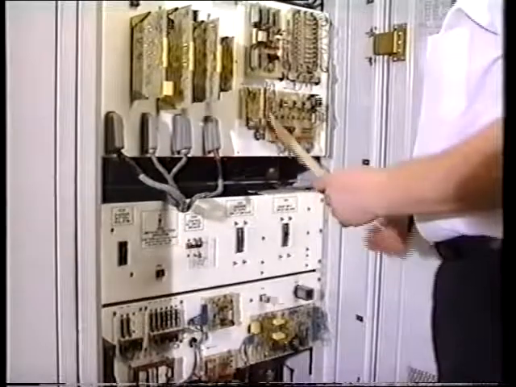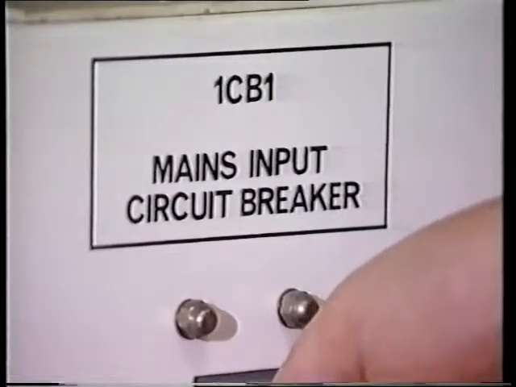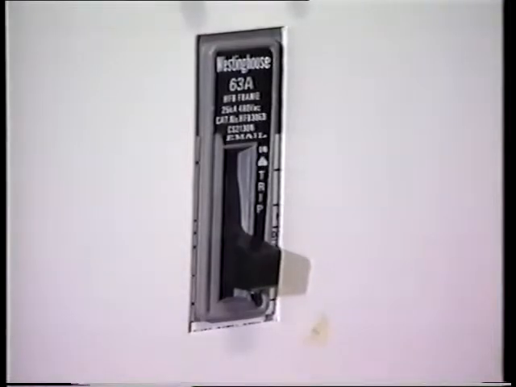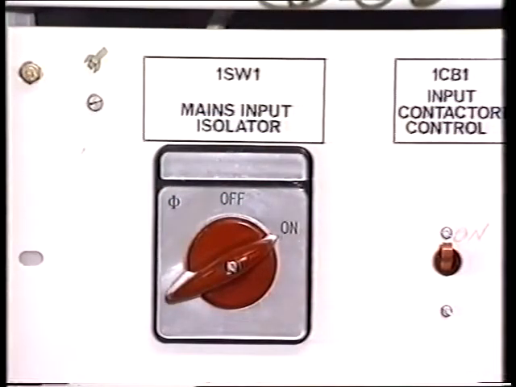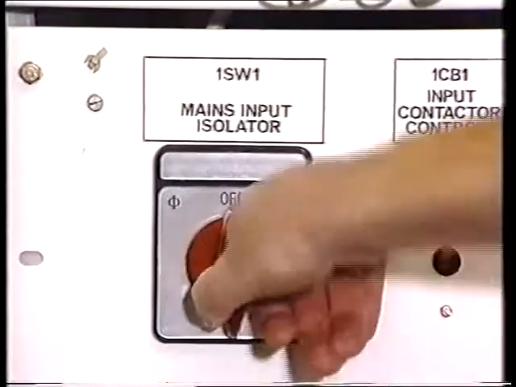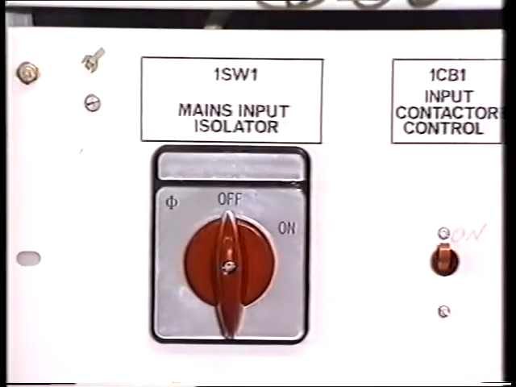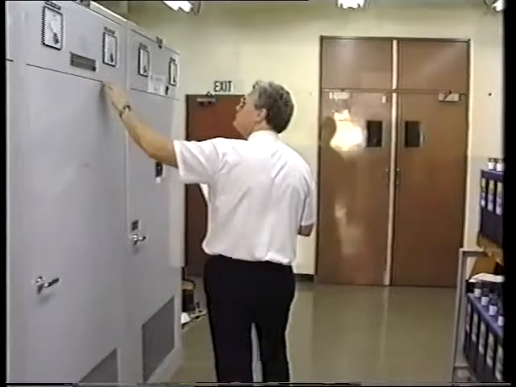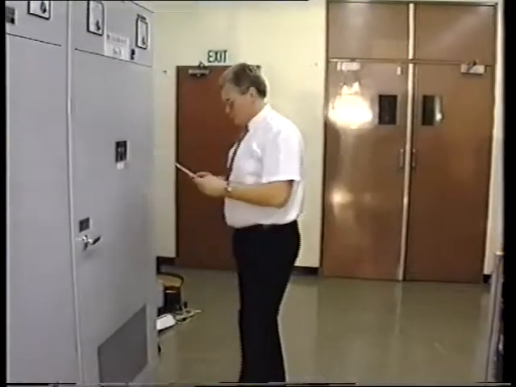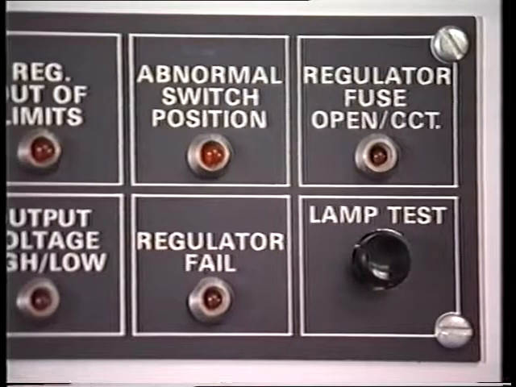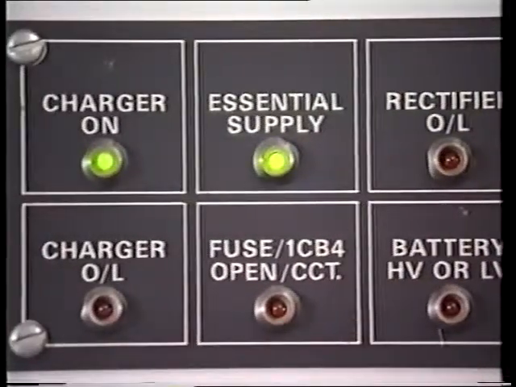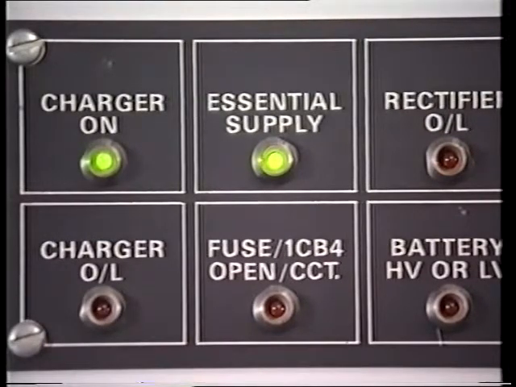Step 5. On the 500 amp buck boost, switch off the main supply circuit breaker 1CB1, or on the 1000 amp buck boost, switch off the main supply isolator 1SW1. Warning. Check that the other buck boost power supplies have only the 4 green indicators on and are able to support the total exchange load. If not, complete step 6 and then restart using startup procedure A.